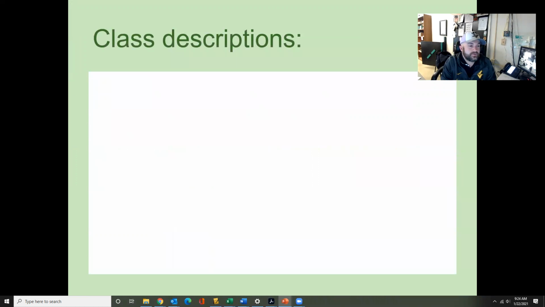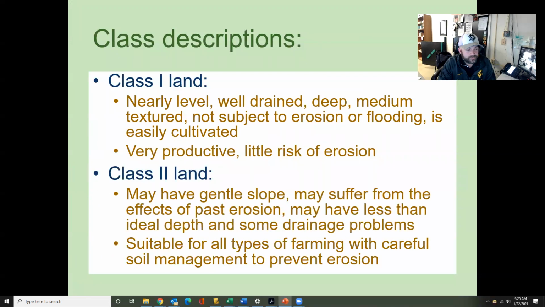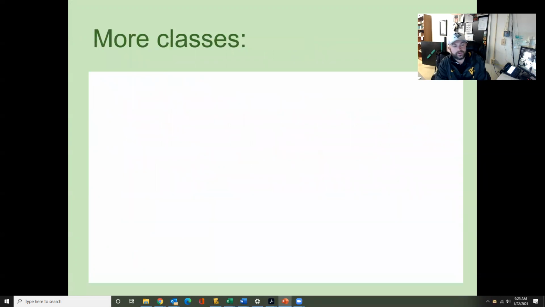So some class descriptions. Class 1 land is nearly level, well-drained, deep, medium textured, not subject to erosion or flooding, and is easily cultivated. Very productive, little risk of erosion. Class 2 may have a gentle slope, may suffer from the effects of past erosion, may have less than ideal depth and some drainage problems, and is suitable for all types of farming with careful soil management to prevent erosion.